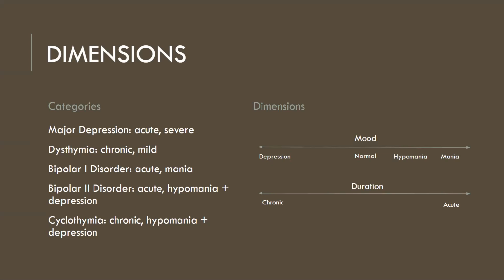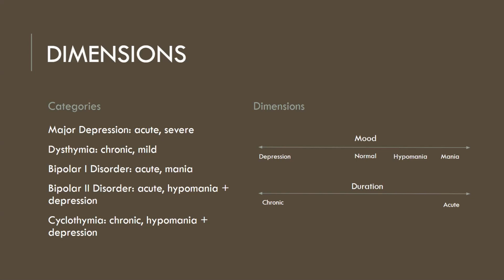Categorically speaking, there are 5 big mood disorders. We've got major depression, dysthymia, bipolar 1 and 2, and cyclothymia. Major depression is acute in nature, but it's more severe. Dysthymia is more chronic and it's milder. Bipolar 1 disorder entails both depression and mania, and it's acute. Bipolar 2 disorder is also acute and it entails depression and hypomania. And cyclothymia is more chronic and has milder symptoms as well, kind of like how dysthymia is chronic and a bit milder. So these are all very specific categories. And again, you either fall into one of these categories or you don't. Very black and white way of thinking.